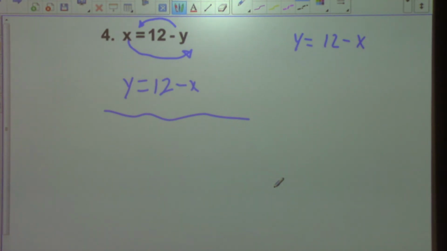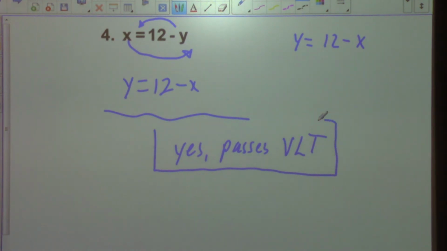But now, is y a function of x? Yes, it is. And we know this passes the vertical line test. Whenever it's plus or minus, it's always going to be no.